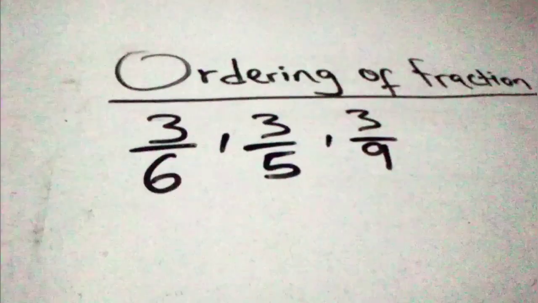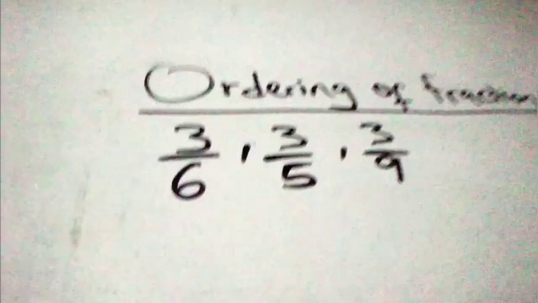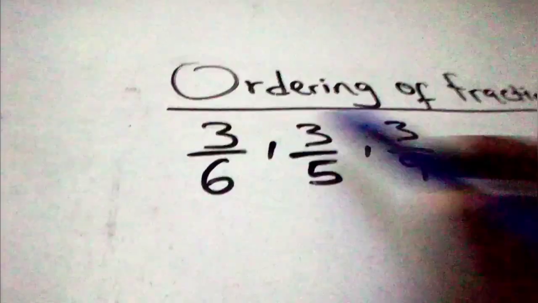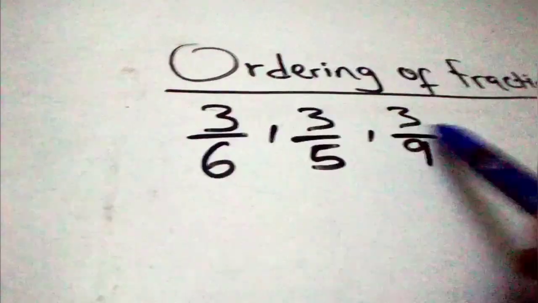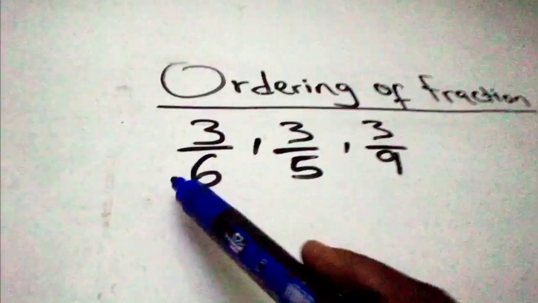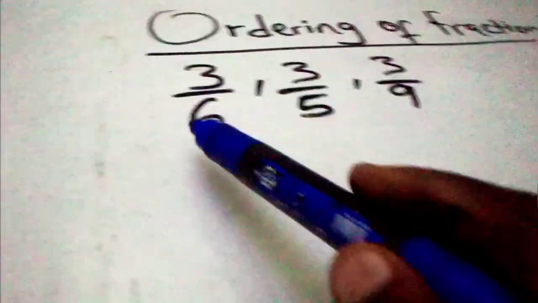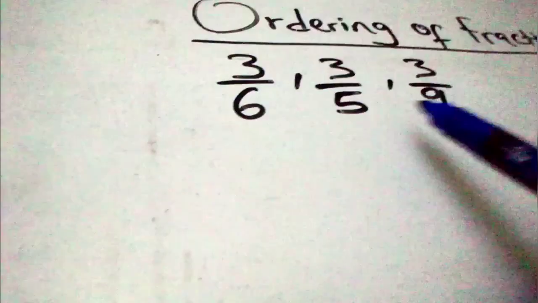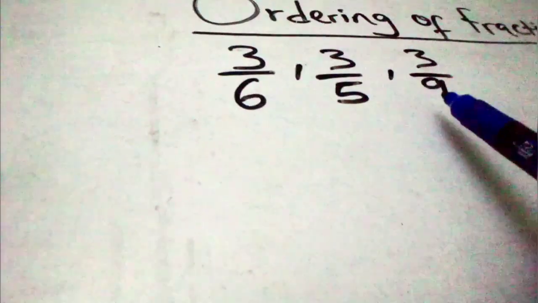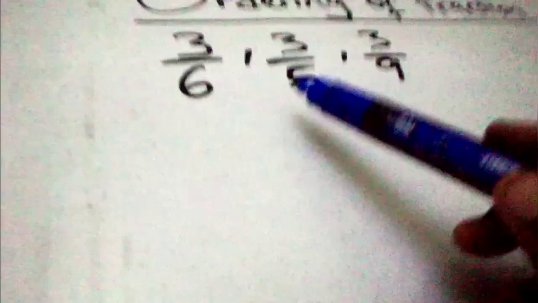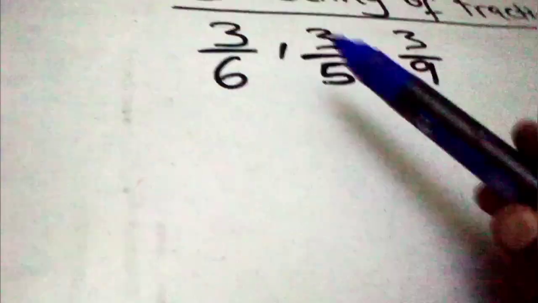The second method of ordering fractions is when you consider fractions with the same numerator. Unlike the previous one, where the denominators were the same, here the numerators are the same. For you to know the smaller fraction, it is the one with the biggest denominator, while the biggest fraction is the one with the smallest denominator, especially when they have the same numerator.